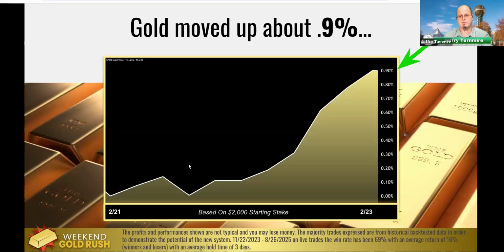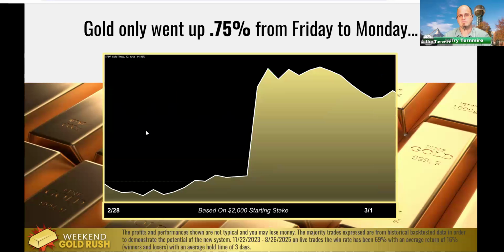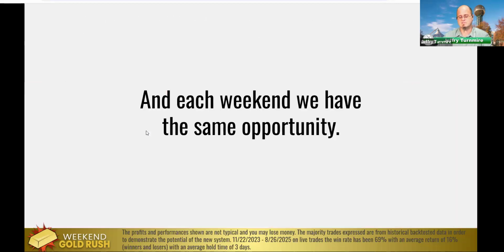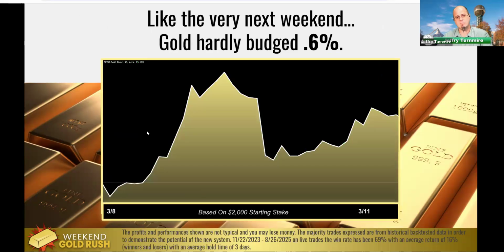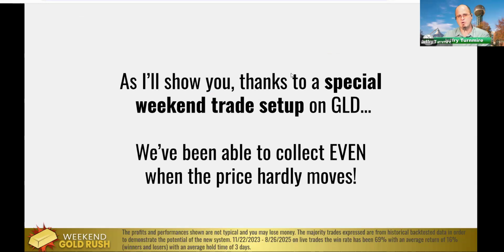Like the third week in February, gold was up 0.9%, made $1,000. Following week, 0.75%, made $1,000. You notice the gains in gold getting smaller here, but every weekend we have the same opportunity. Right here, gold barely moved, 0.6%. Another $1,000 payday. I'm going to show you all how this works thanks to a special trade setup on GLD. We've been able to collect even when the price barely moves.